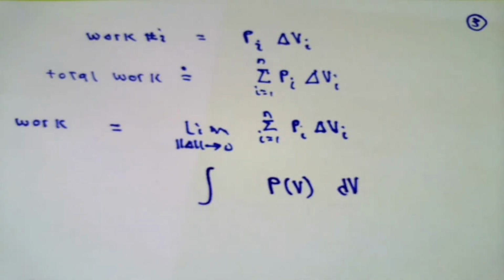If I can express the pressure as a function of volume, this will be an integral of the pressure with respect to volume. The variable of integration is now going to be the volume, so the limits of integration are going to be the beginning volume, which I'll call V1, and the ending volume that I'll call V2.